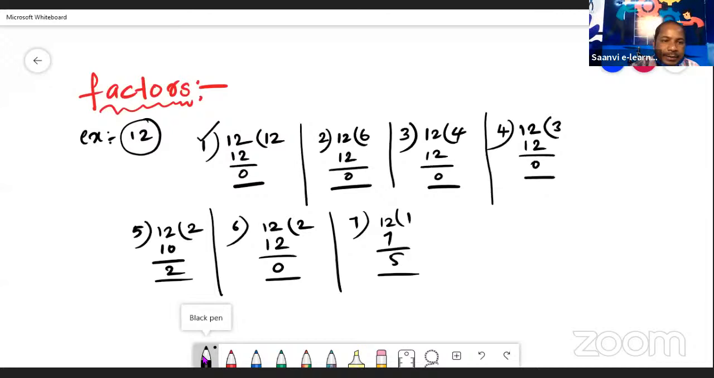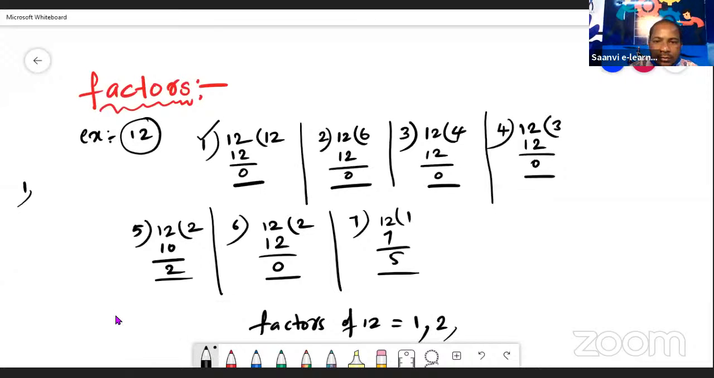So 1 is a factor of 12. Factors of 12 we are writing. The number 1 divided this number 12 exactly. We got remainder 0. So 1 is a factor of 12. And the number 2 also divided the number 12 exactly. So 2 is also a factor of 12.